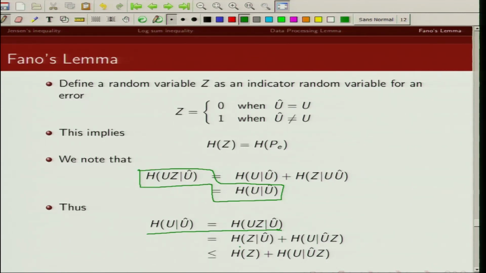Now again I apply the chain rule. So uncertainty in u z given u hat can be written as uncertainty in z given u hat plus uncertainty in u given u hat z.